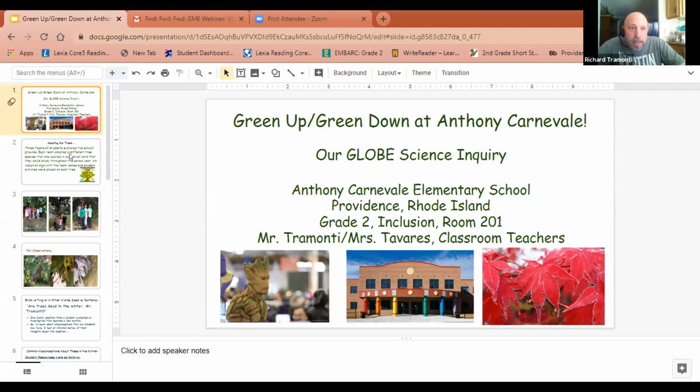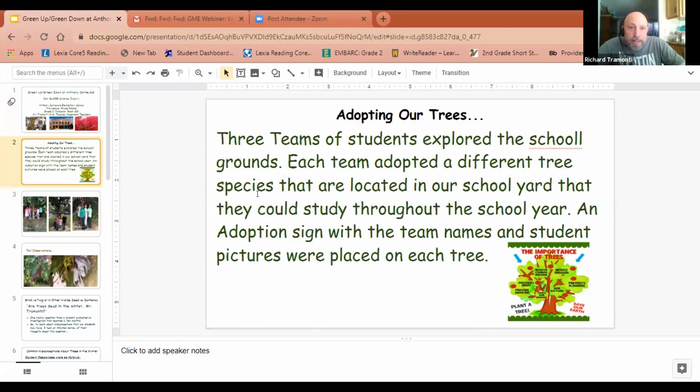We actually decided at the beginning of the year to adopt a tree. Each group in our classroom adopted a tree. We have 3 groups. It's an inclusion classroom, so we have a mix of special education kids along with regular ed kids as peer models. So we had each of them adopt a different tree species located within our schoolyard, that they could study throughout the school year.